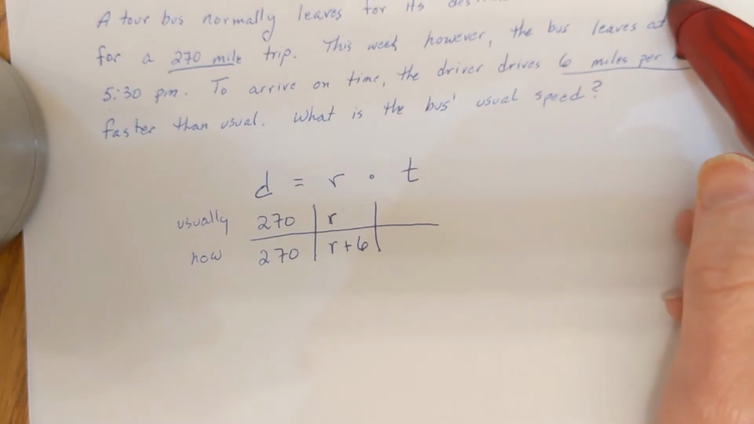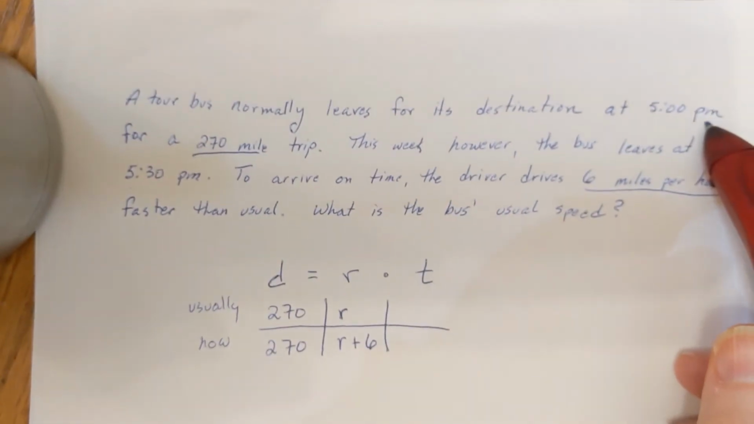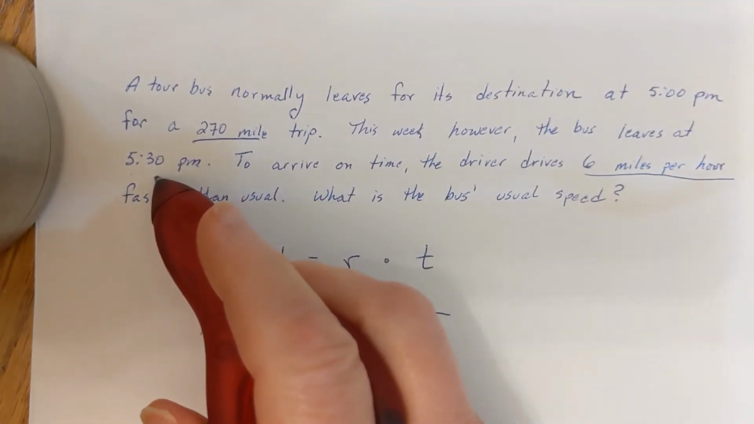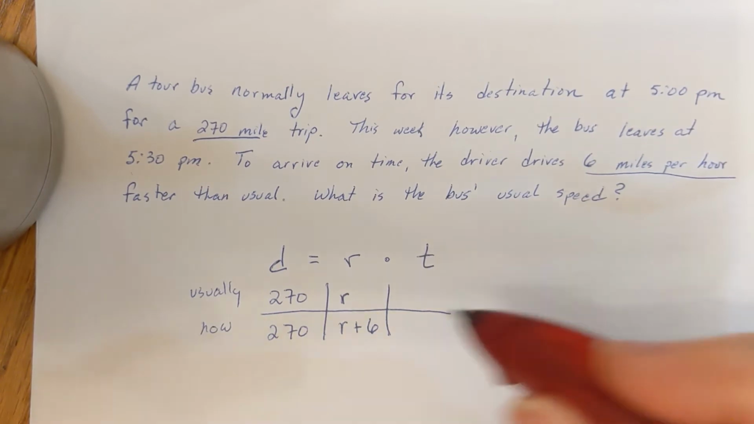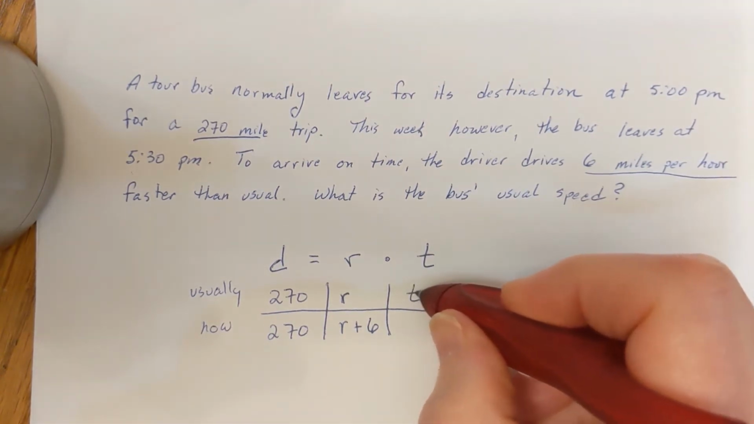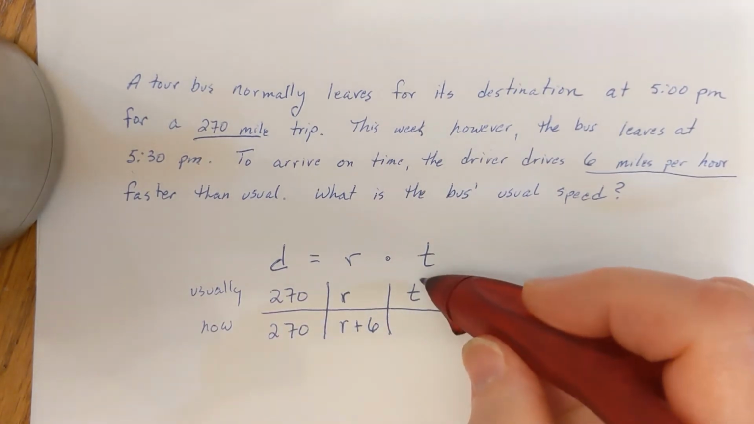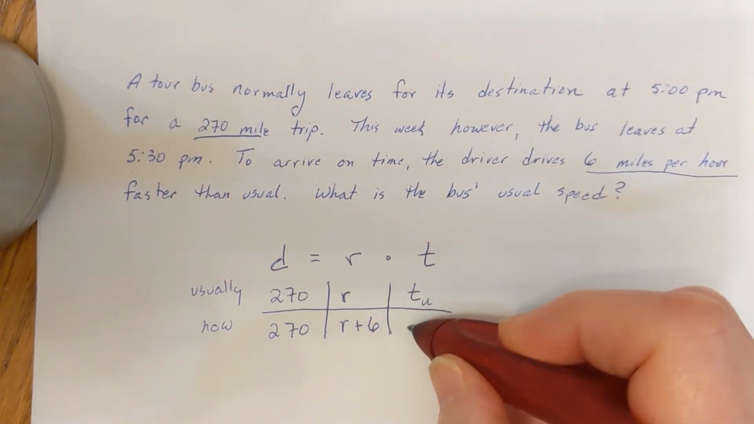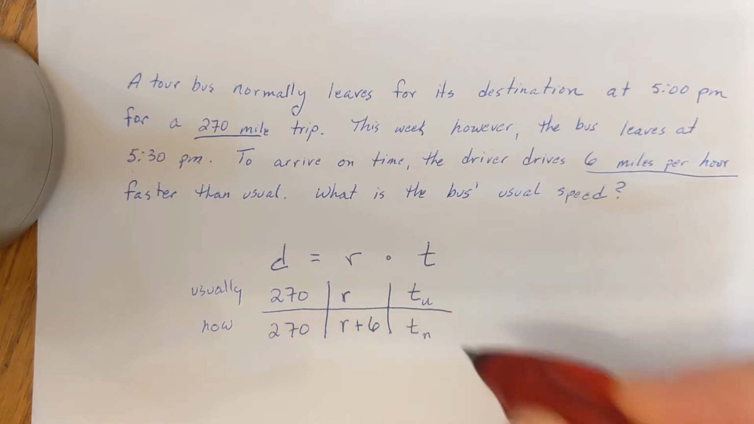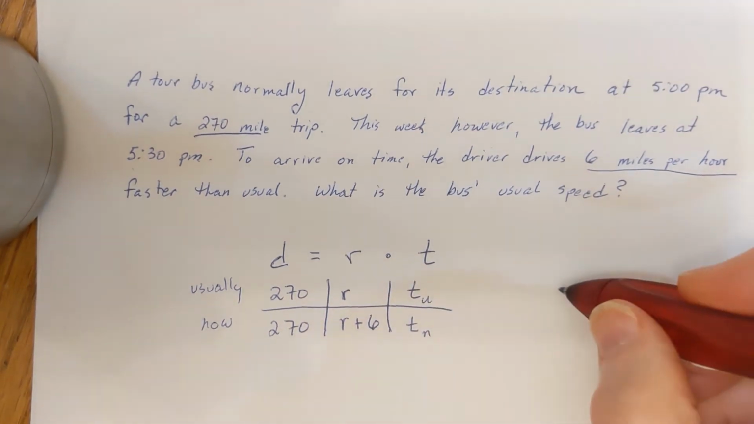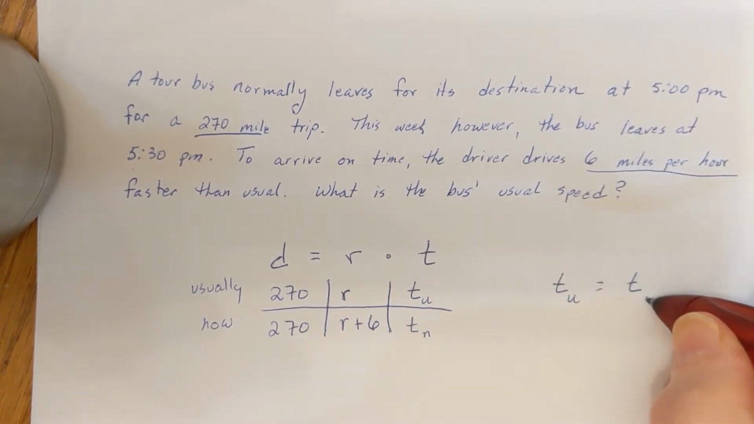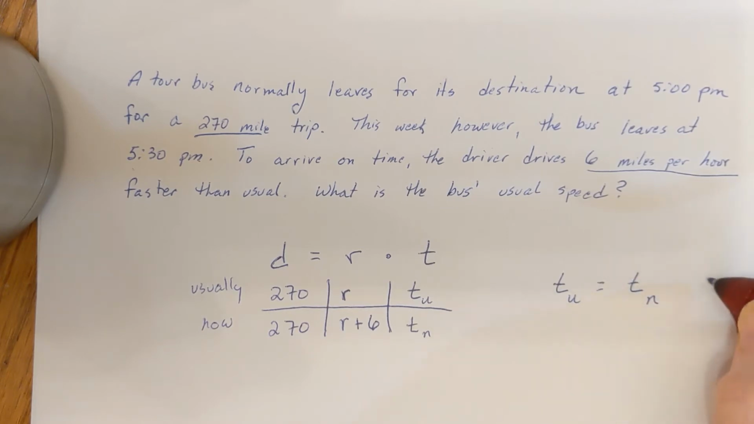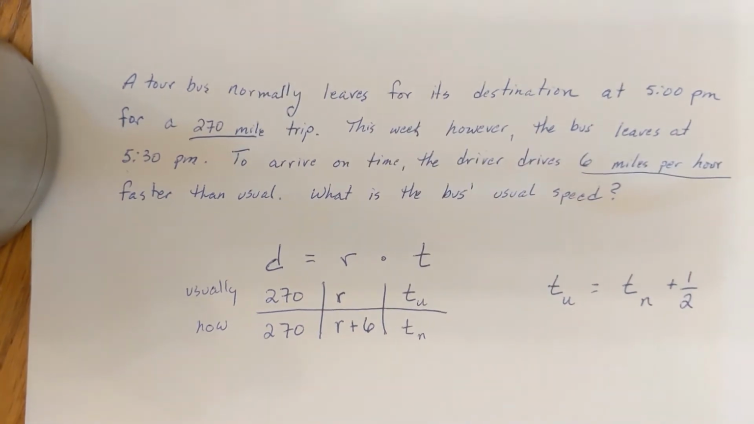I do know, however, that they left 30 minutes late. Between 5 and 5:30 is 30 minutes. That's a half hour. So I know that usually it's going to take them a certain amount of time. This week it's going to take them a half hour less. So the usual time equals the time now, half hour less. Time now is a half hour less, so I have to add a half hour to it to get the usual time.